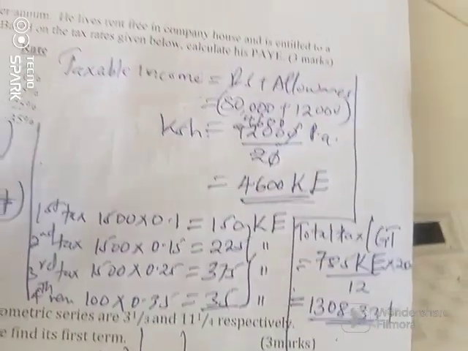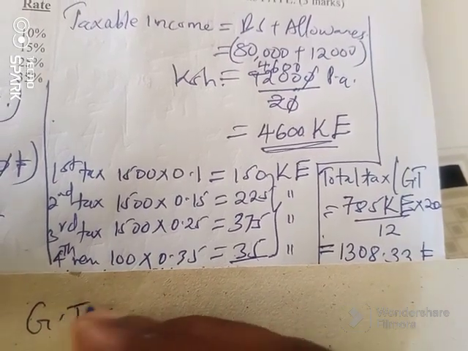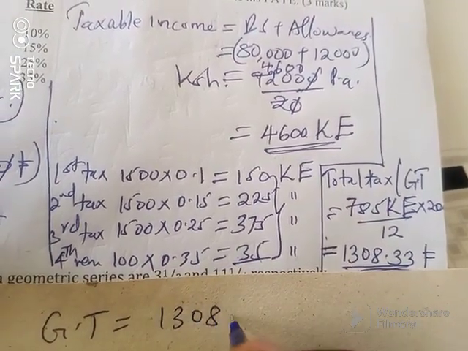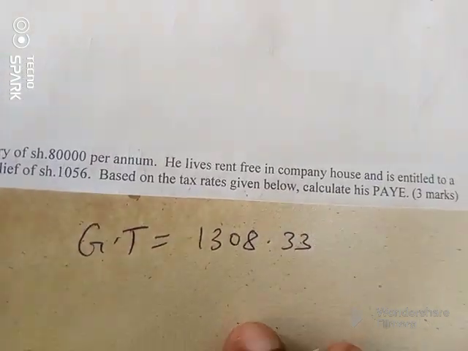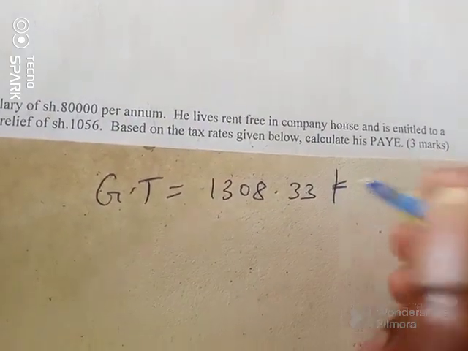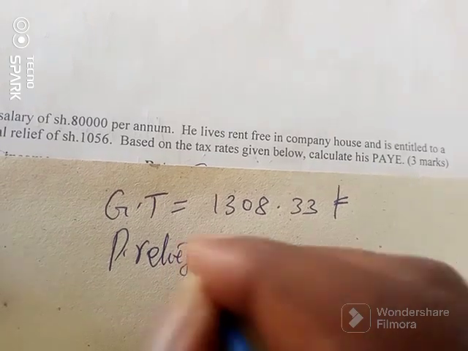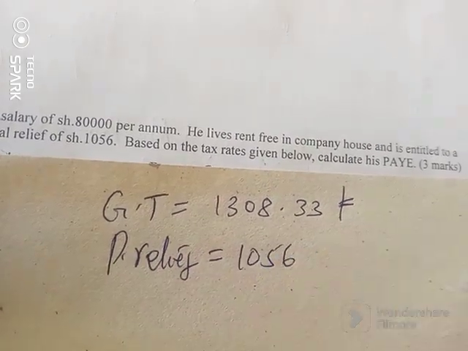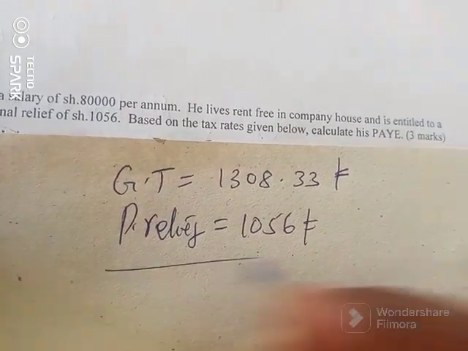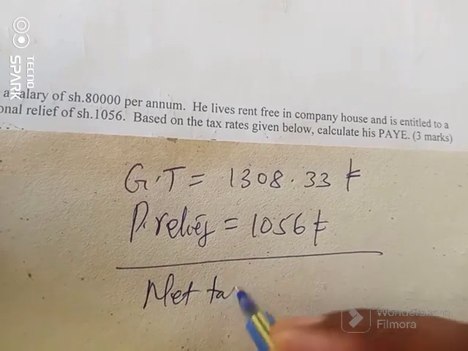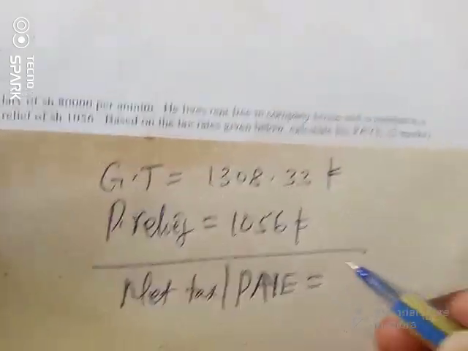So now that we have gross tax per month as 1308.33, these are Kenya shillings. Now they want us to get, there's a personal relief per month of 1056 Kenya shillings. So to get net tax, which is called PAYE, pay as you earn, that is monthly tax.